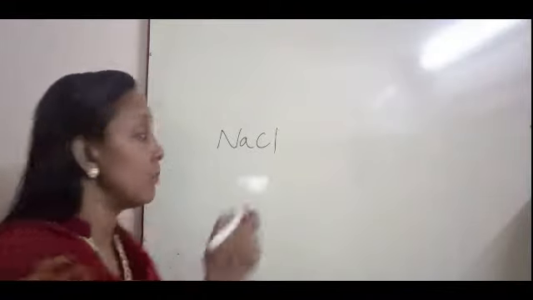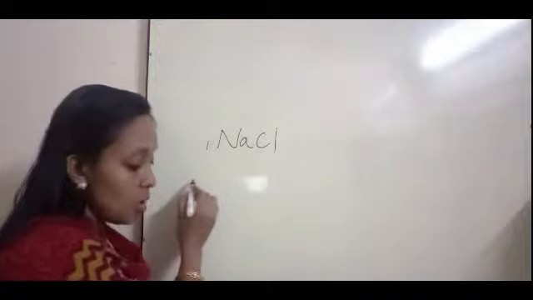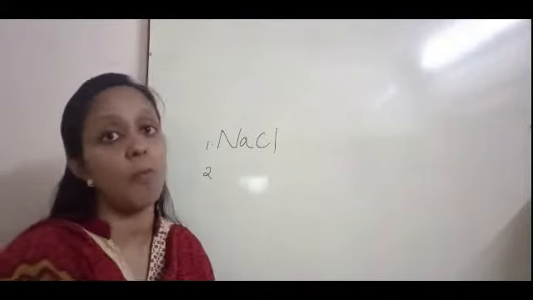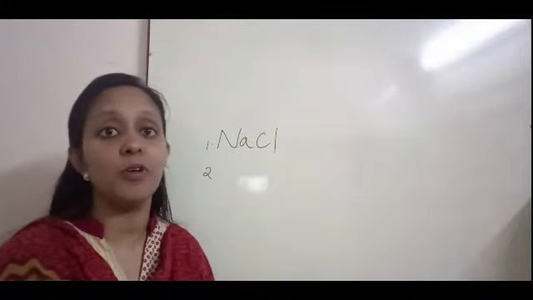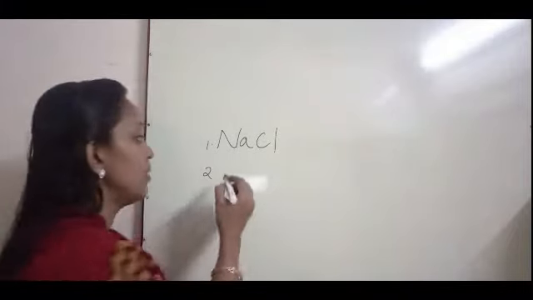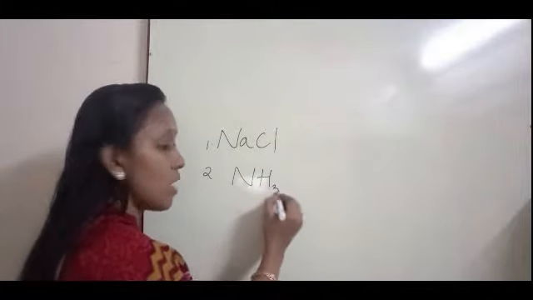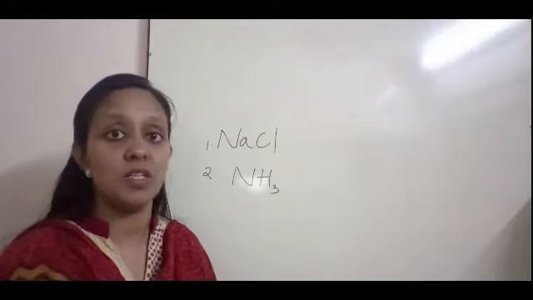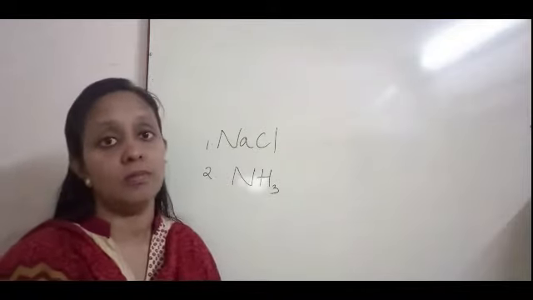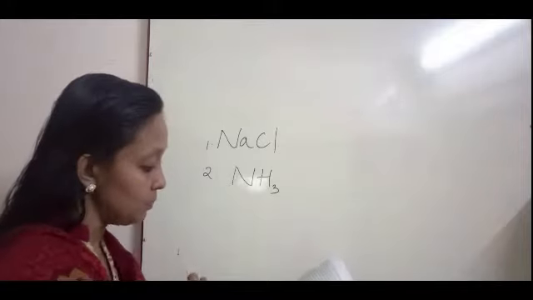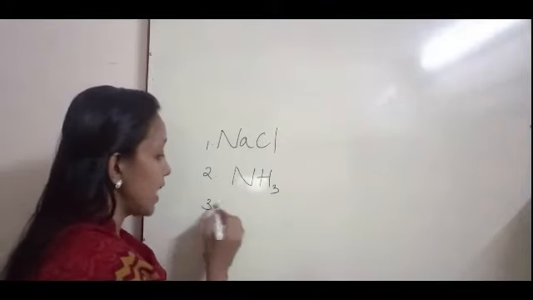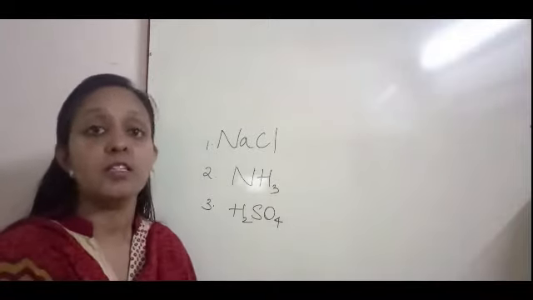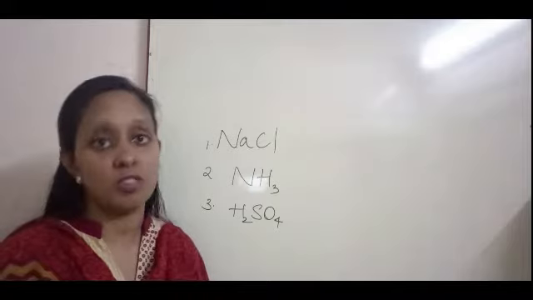Now, the second question is ammonia. Whenever you get these types of questions, children, always go for writing the formula of the compound first. That will be easy for you to identify the elements present in it. Ammonia is NH3. Write the formula first, and then you can mention the names of the elements present in it, nitrogen and hydrogen. Moving on to the next one, sulfuric acid. Write the formula of sulfuric acid. It's H2SO4. It consists of hydrogen, sulfur and oxygen.